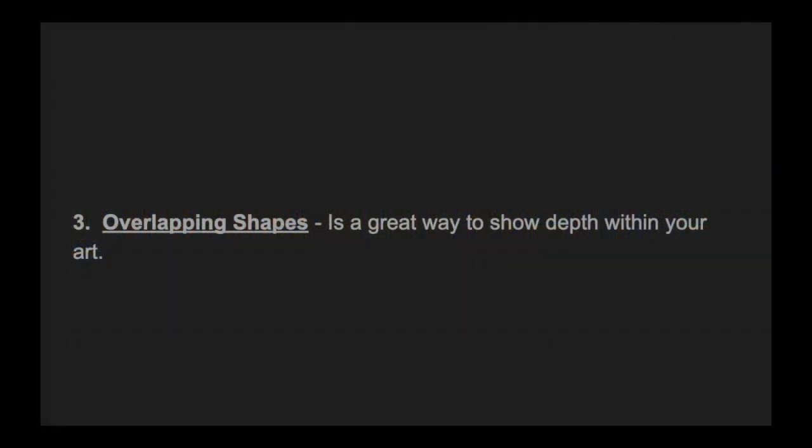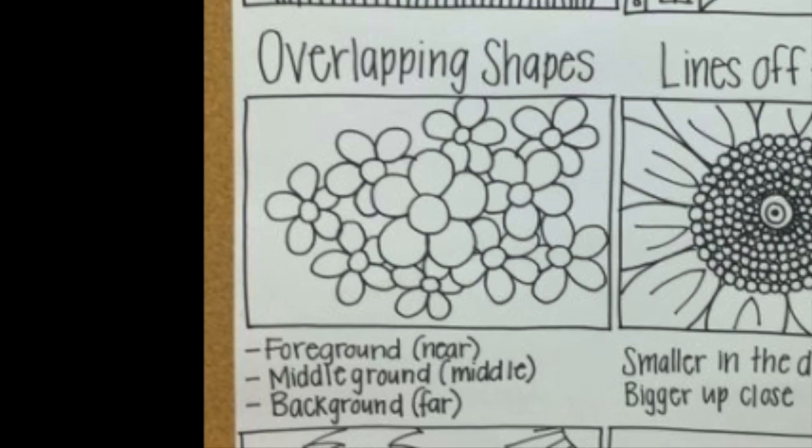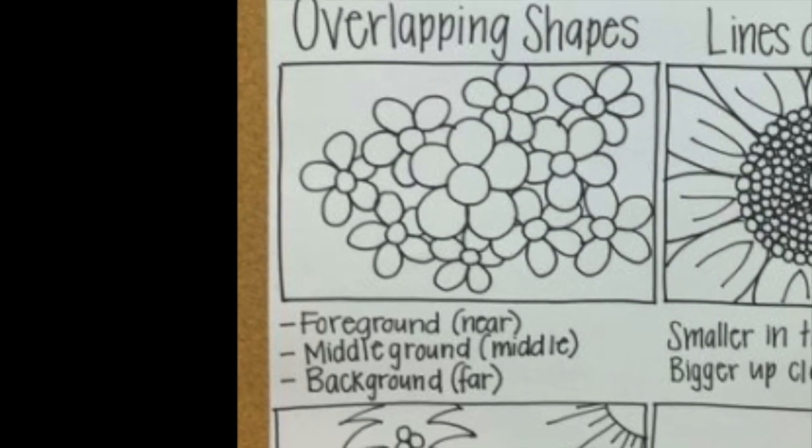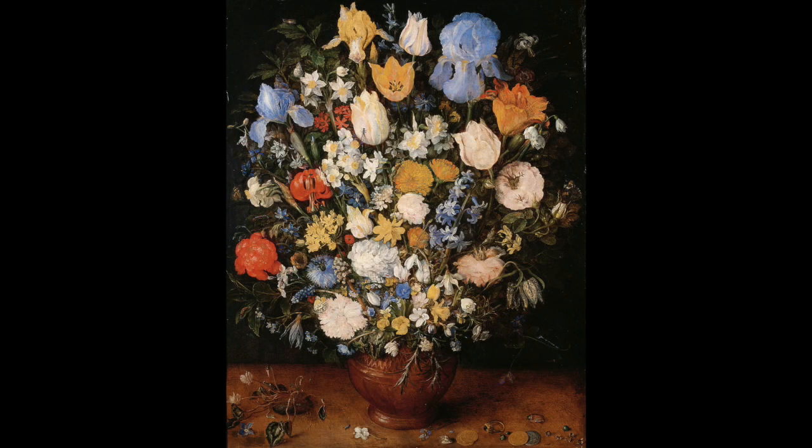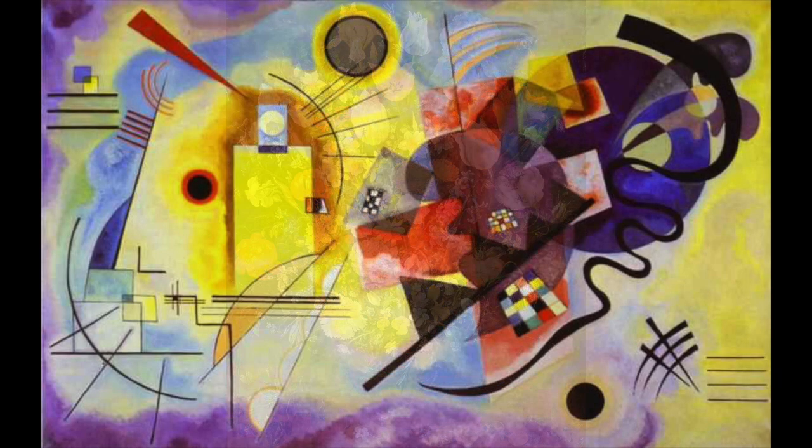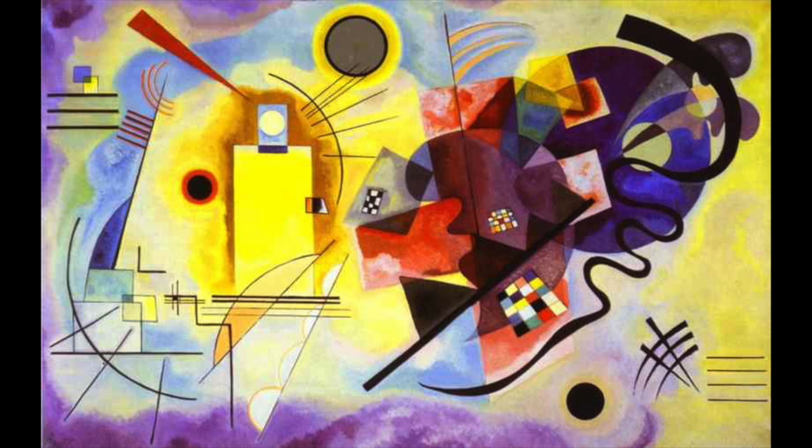The third technique is overlapping shapes. It's a great way to show depth within your art. As an artist, it's a trick you want to do. You want to fool people's eye. You want them to believe they could reach right in and grab these flowers, for example. This is Kandinsky's work, and you can clearly see that he has taken his shapes and overlapped them. He's also filled his page nicely, but he didn't let his lines go off the paper. So there's an example of using 2 of the techniques.